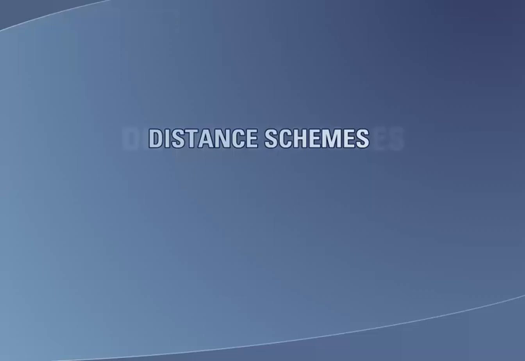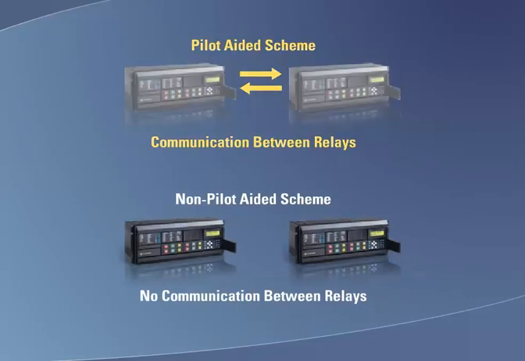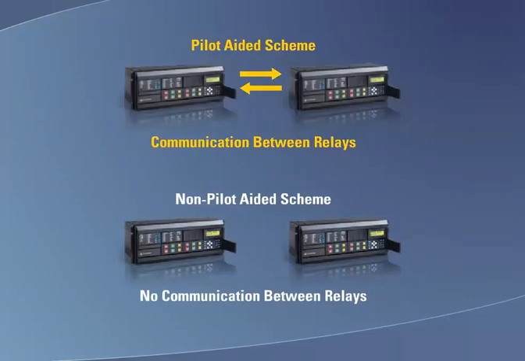The strategy used to protect a line is commonly referred to as a scheme. All protection schemes used in distance relaying fit into one of two categories: pilot-aided and non-pilot-aided schemes. The main difference between the two types of schemes is that the distance relays used in pilot-aided schemes communicate with each other to determine whether the fault is located on the transmission line or not.